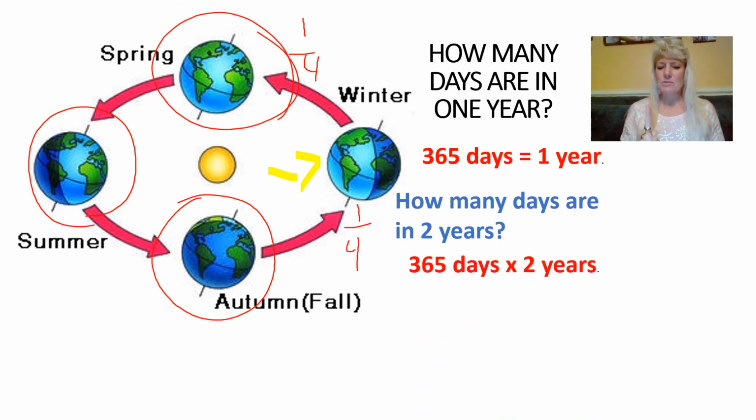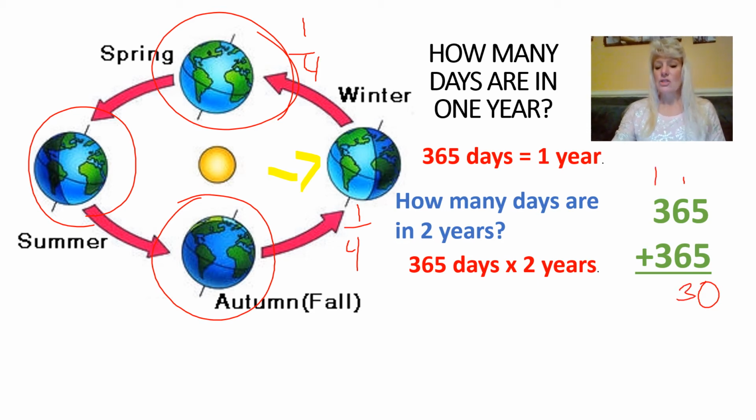So if we take that same strategy and say 365 days in 1 year, we need to multiply it by 2. The nice thing is when we're multiplying by 2, basically we can just add it twice. You're going to get the very same answer. So 5 and 5 is 10, 6 and 6 is 12, and one more is 13. 3 and 3 is 6, and one more is 7. So there are 730 days in 2 years. That's a lot of days. So when someone's 2 years old, they're actually 730 days old.